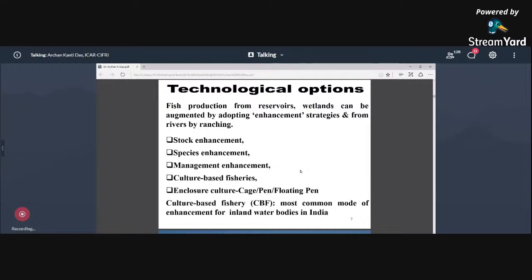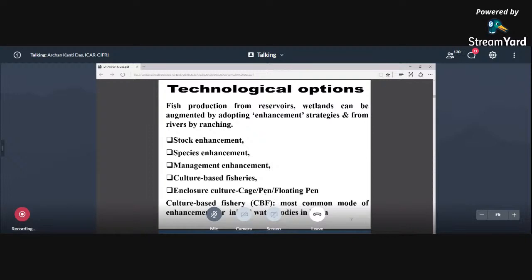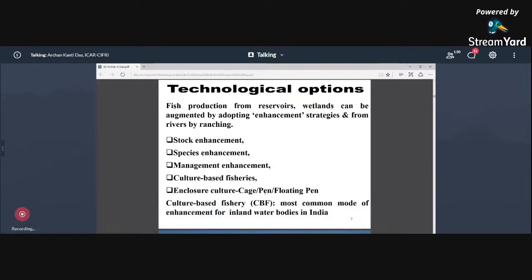I will be showing that the largest reservoir in India is on the river Narmada in Madhya Pradesh, Indira Sagar Reservoir, a 92,000 hectare reservoir. The present level of fish production is 60 kg per hectare per year. Unimaginable production is possible due to stock enhancement, that is, culture-based fisheries has been extended to even the largest reservoir. Also species enhancement and management enhancement; you have to take care of the management in culture-based fisheries. CBF is the most important enhancement protocol to be followed, and in closer culture, cage culture, pen culture, and floating pen culture. I will be coming to that. Next slide, please.